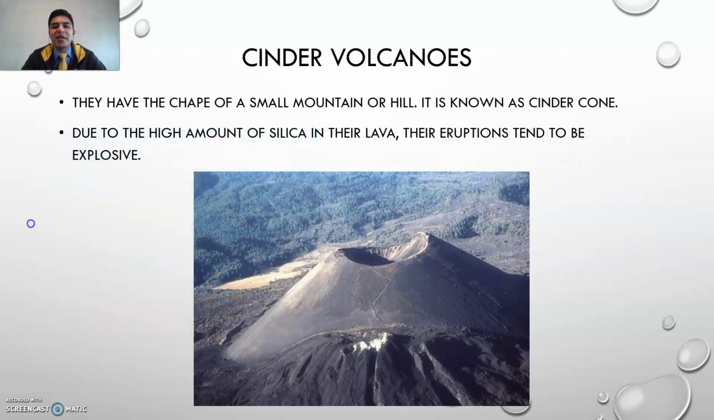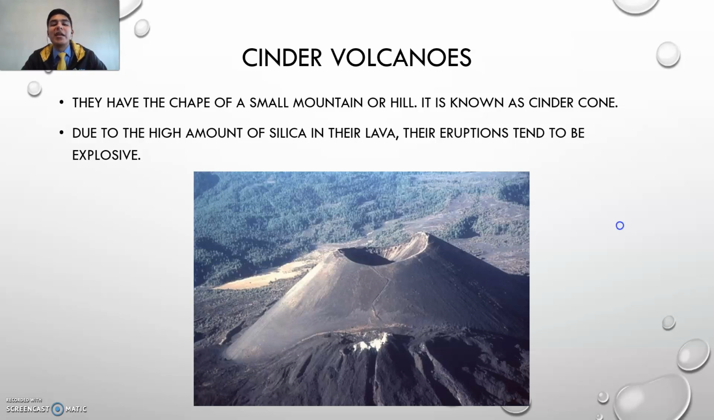We continue and we can talk about cinder volcanoes. And cinder volcanoes are quite interesting. They are just like the one that you can see in the picture. And they have the shape of a small mountain or a hill. And it is known as a cinder cone.